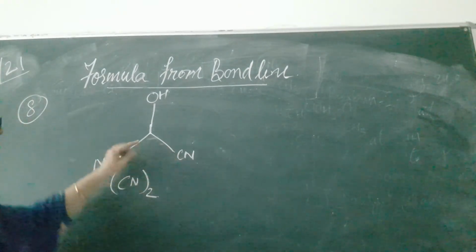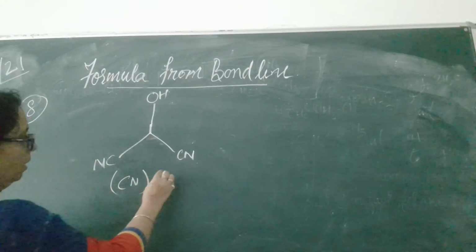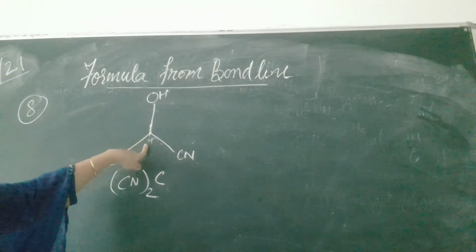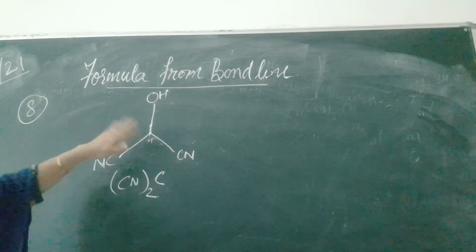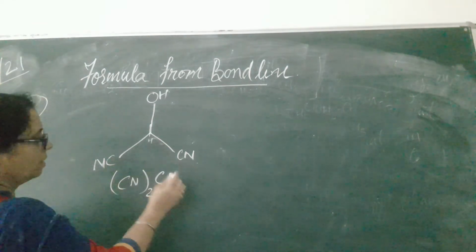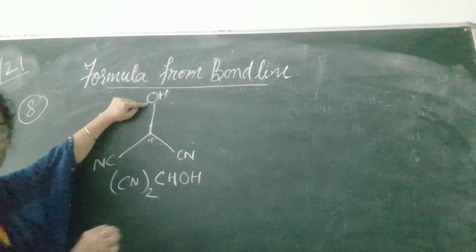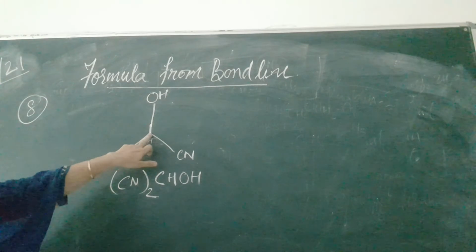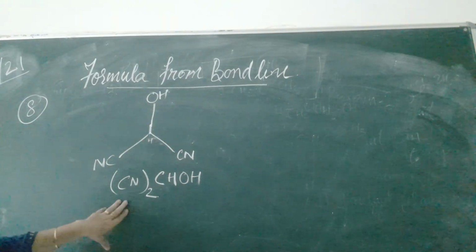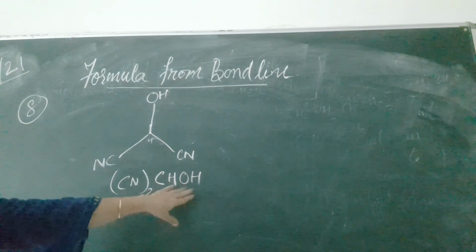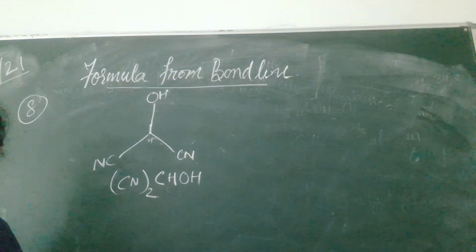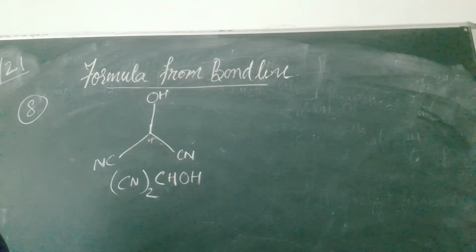It is written twice. It is attached to which carbon? The carbon containing 1 hydrogen. That is understood and not mentioned. It is not mentioned here, but still you should know there is 1 hydrogen along with what? OH, one more functional group. So this carbon has 3 functional groups attached to it: 2 nitriles, that is cyanide groups, and 1 hydroxyl, that is the alcoholic group. So this is the condensed structure and formula of the given bond line structure.